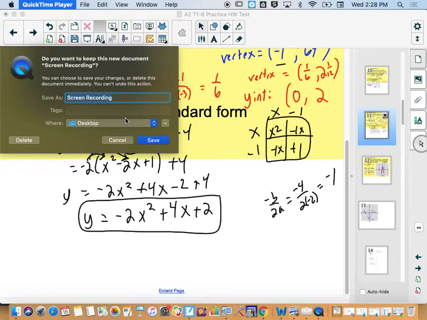Any questions on that one? Yeah, Parker. On number 3, or C, I was confused on how you get 25 over 12.